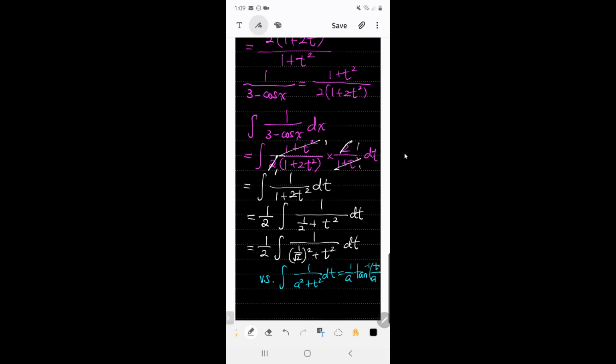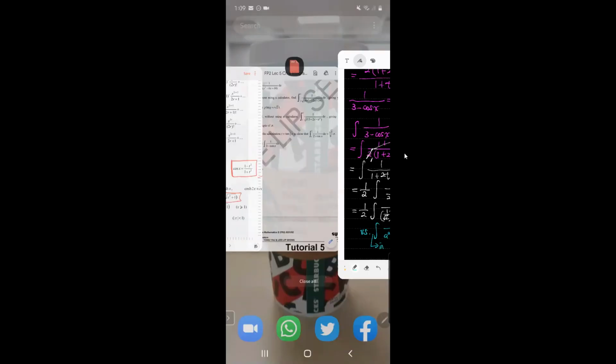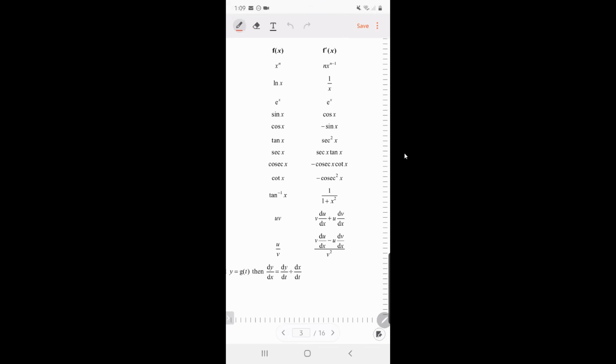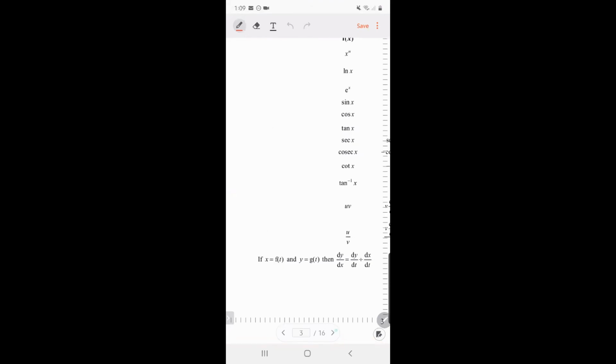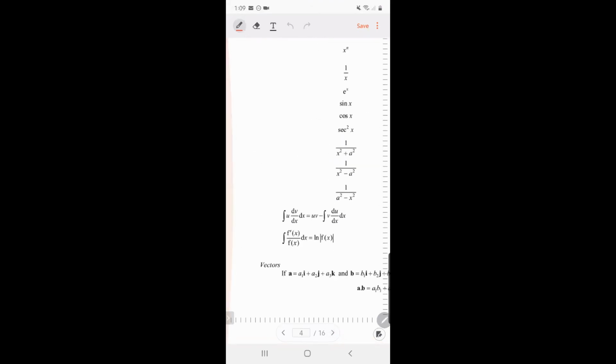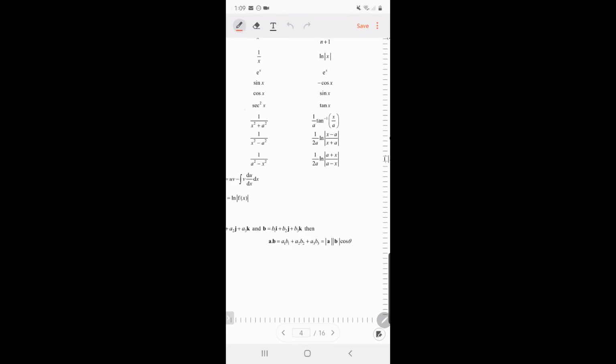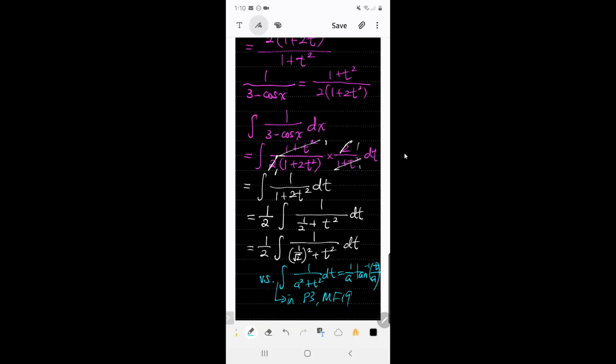This is actually given in formula list MF19 in P3. MF19. So what formula am I using here? So you can refer to page 3. I think here. Okay. Not page 3, means page 4. Page 4. So you see this part. 1 over x squared plus a squared is actually 1 over a tangent inverse x over a. I'm using this. So you try to convert into the form of x squared plus a squared. All right. So therefore, I have this 1 over a tangent inverse t over a.